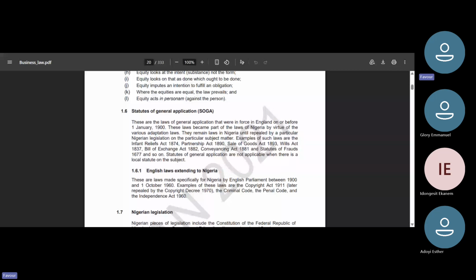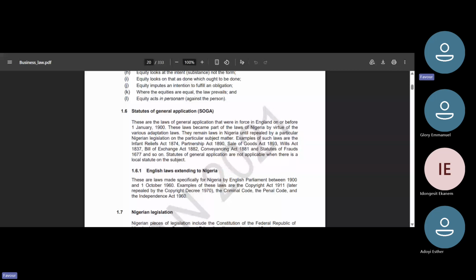Okay. So we are going to be moving to the statutes of general application. But before I move, I would like to know, is there any question? Is there any confusion that you need explained, or should I move? Think about it for the next 30 seconds. Okay, I'm going to assume that there is no question.